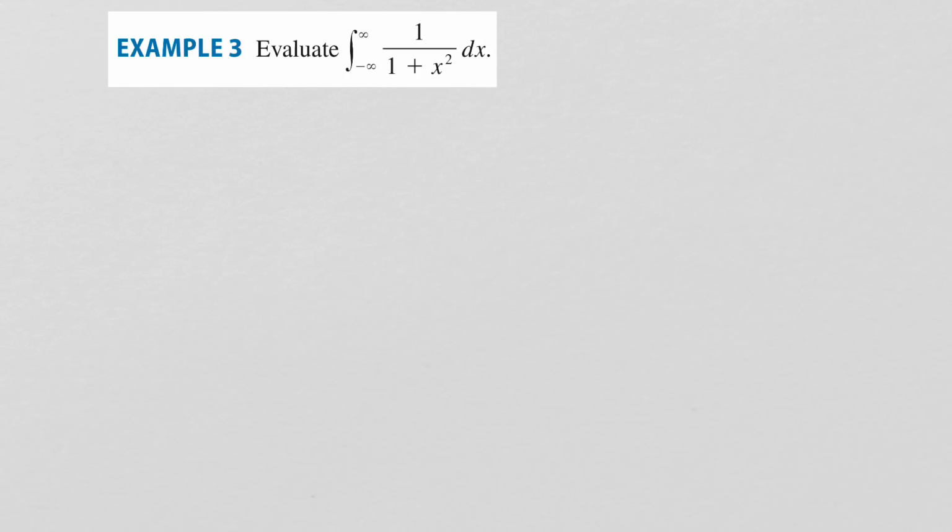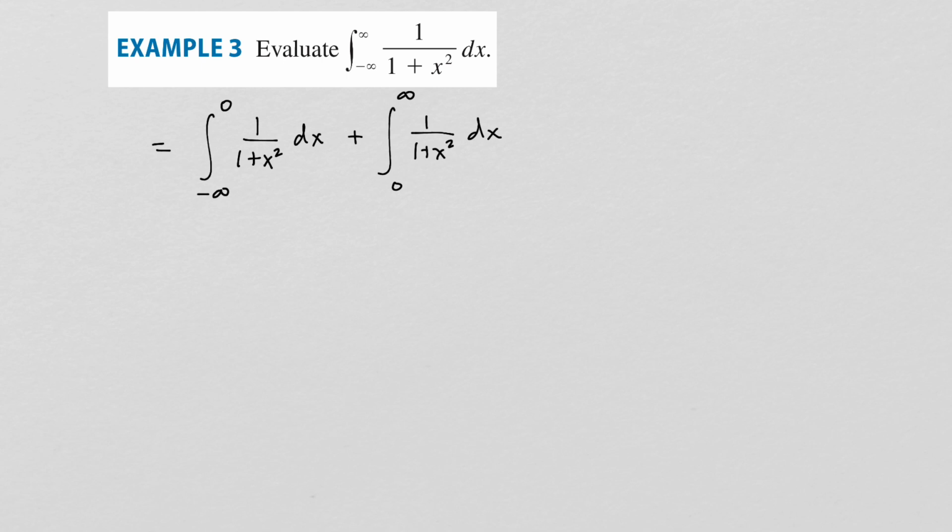In our next problem, we have the integral from negative infinity to positive infinity of the function 1 over 1 plus x squared. So for this one, what we're going to do is integrate from negative infinity to 0 of our function, and then plus the integral from 0 to infinity of our function. Now we need to do each of these integrals separately. So let's go ahead and work on the first one.